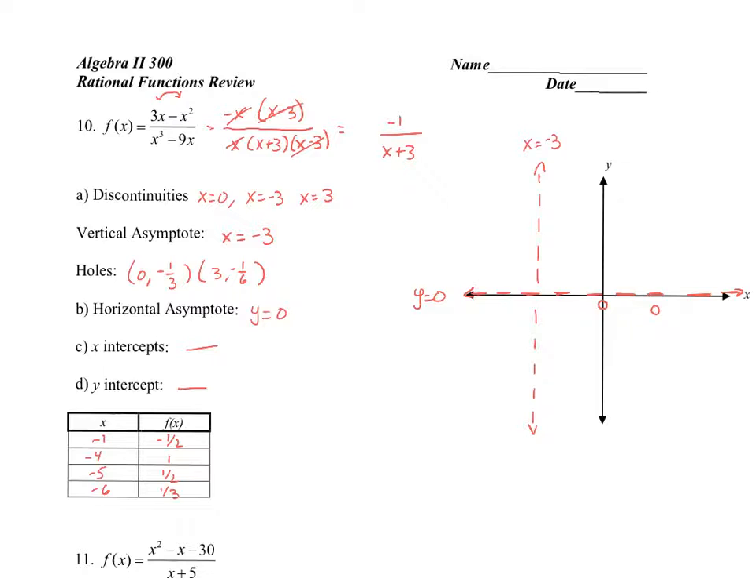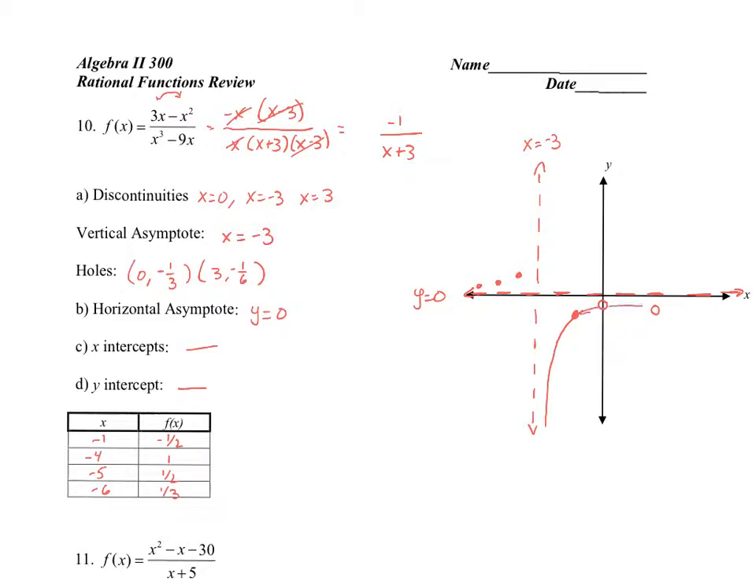So let's go ahead and plot those. Negative 1, negative 1/2 will be right about there. Negative 4, 1 is here, there, and there. Okay, and again, if you plug this into your calculator, make sure the entire numerator and entire denominator are in parentheses, and it will look like this.